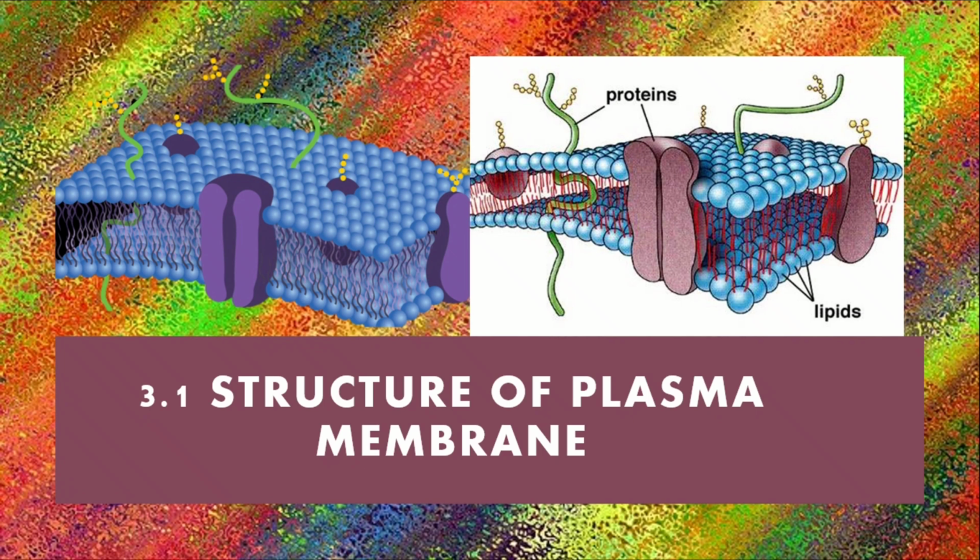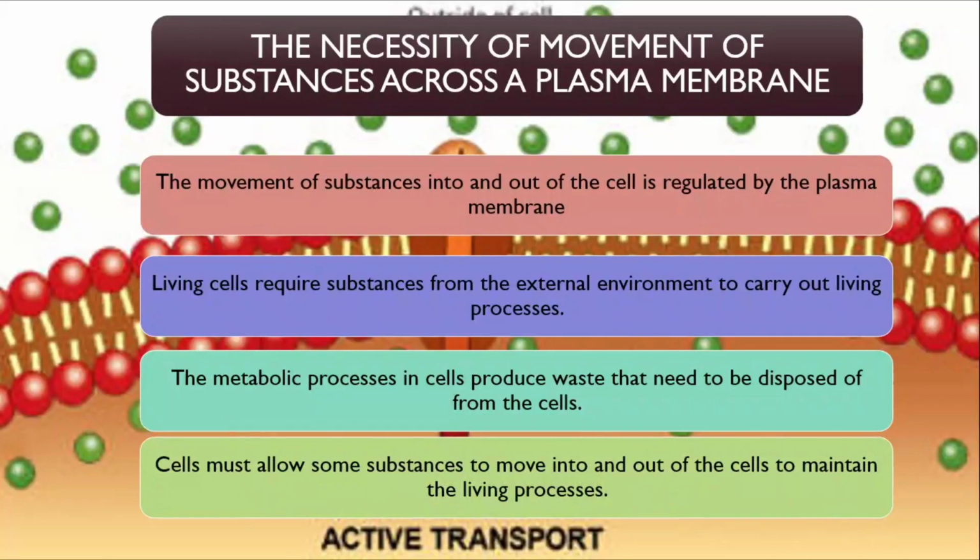So today we are going to continue the new subtopic, chapter 3, the 3.1 about the structure of plasma membrane. So before we start, let me discuss about the importance of the movement of substances across the plasma membrane. The movement of substances into and out of the cell is regulated by the plasma membrane.